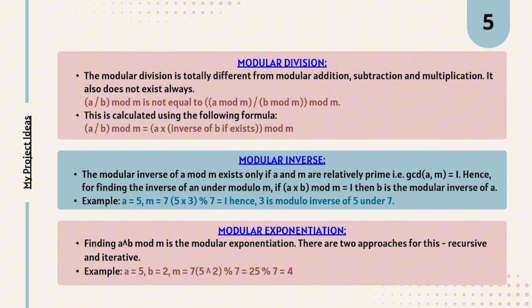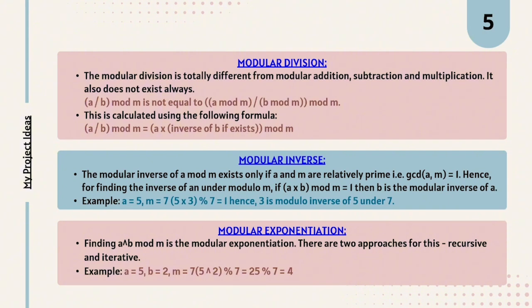What are relatively prime numbers? If the greatest common divisor of both the numbers is 1. Okay? So if you want to find out the inverse of A under modulo M, suppose A into B mod M is equal to 1, then B is the modular inverse of A. This is a fact.